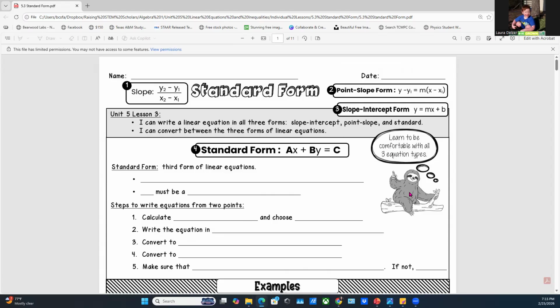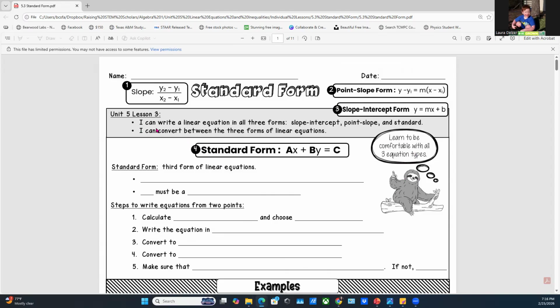We got a little sloth giving us some advice. We do need to be comfortable with all three equation types. All of them are used in algebra, and you will need to feel comfortable flip-flopping between all three. You'll need to know their names and recognize them as point slope, slope-intercept, and standard form.